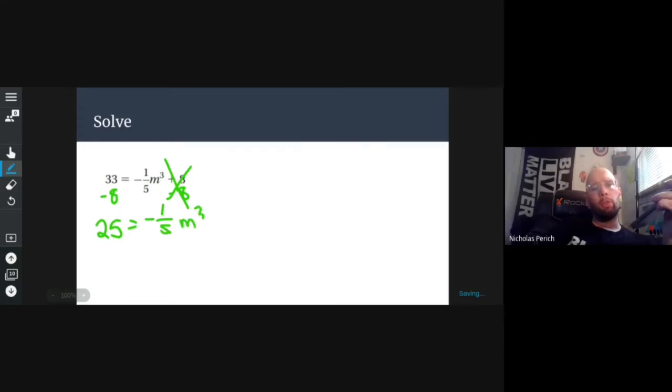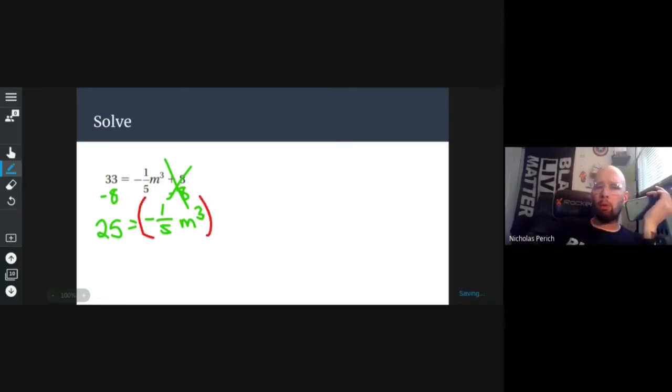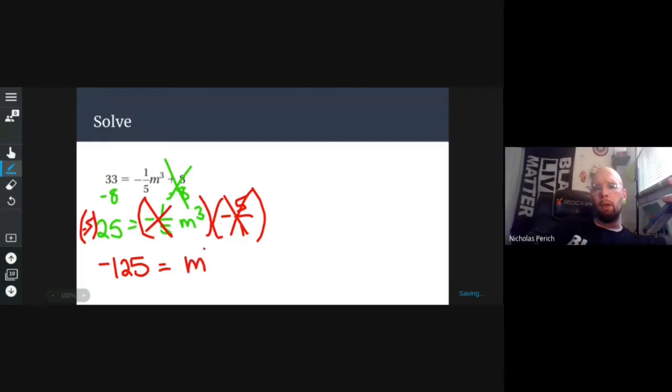M to the third. Is M all by itself? No. I have a negative 1/5 attached to M. I could divide by a fraction, but instead of dividing a fraction, I'm going to multiply a reciprocal. Instead of dividing a fraction, multiply a reciprocal. Wait a minute. Negative 5 over 1 is just the same as negative 5. So you cross out and you cross out. Negative 5 times 25 is negative 125. That equals M cubed.